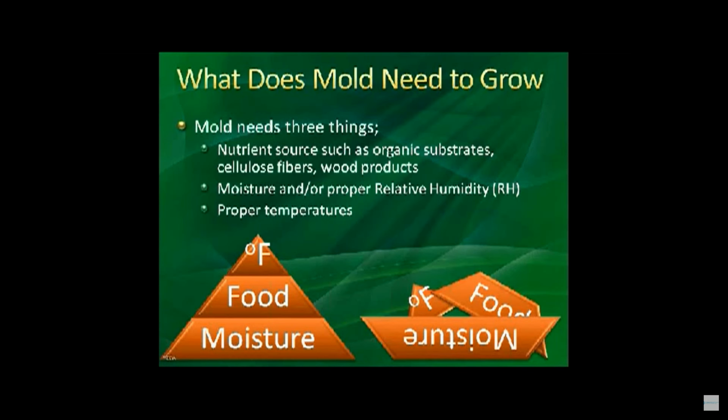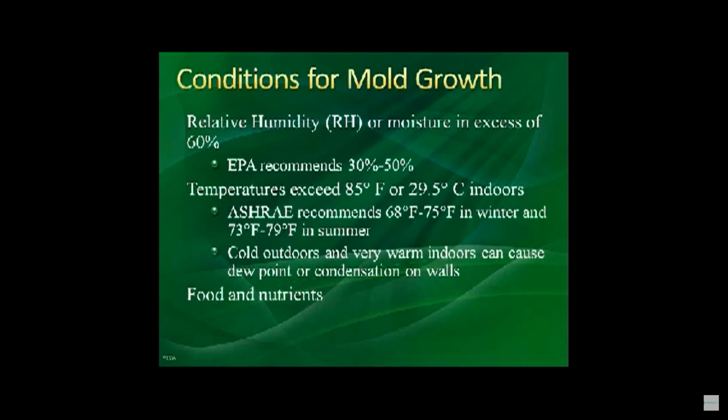The conditions for mold growth, again, is quite simple. Mold really likes relative humidity over 60%. And as I had stated earlier, the EPA does recommend 30 to 50%. ASHRAE actually recommends temperatures in the winter and in the summer. In the wintertime, our temperatures indoors shouldn't exceed 75 degrees or go below 68. And in the summer, between 73 and 79.